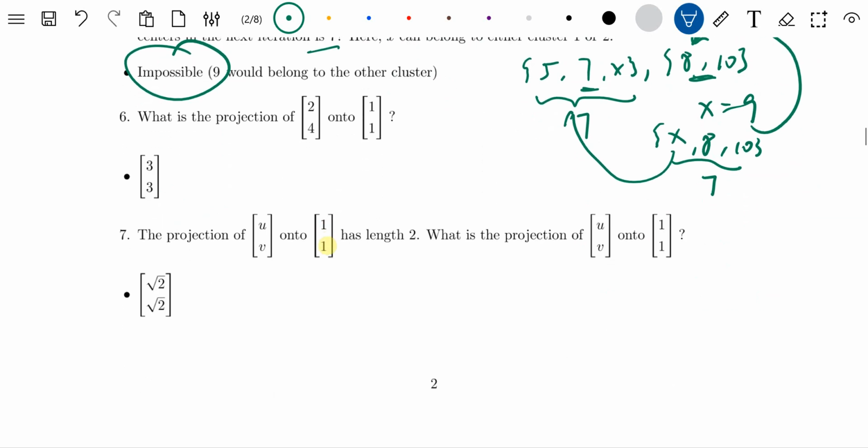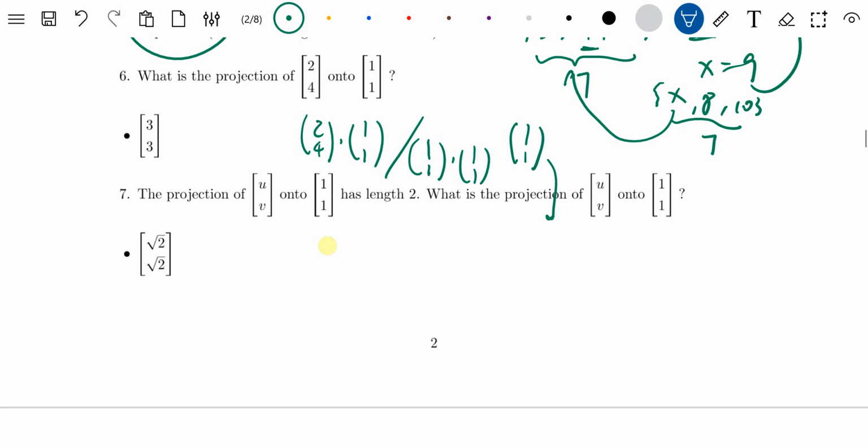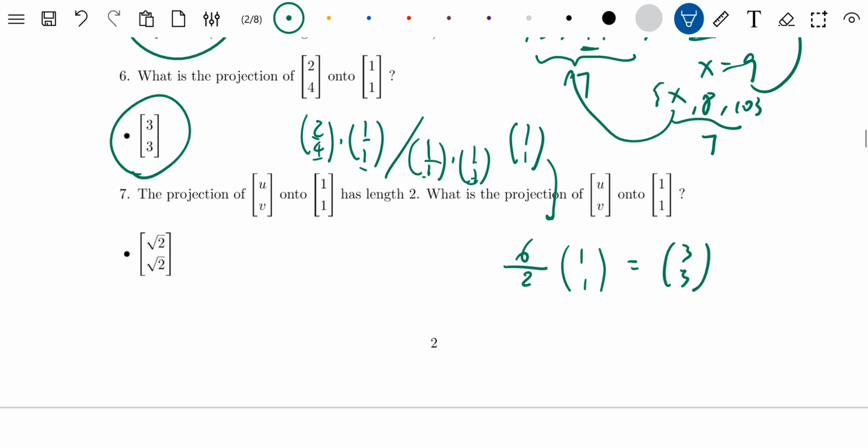Okay, move on to the next set. How to do projection, just formula. So 24.11 divided by 11.11 times 11. So that will become, these two multiply these two, so it's 6 divided by these 4, so it's 2 times 1, 1, and that's 3 and 3. So this answer.